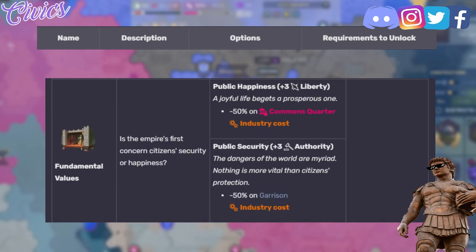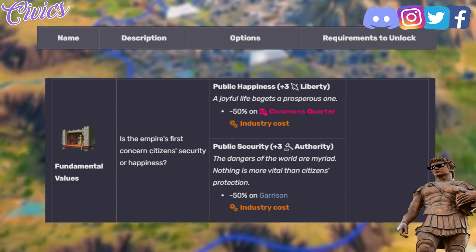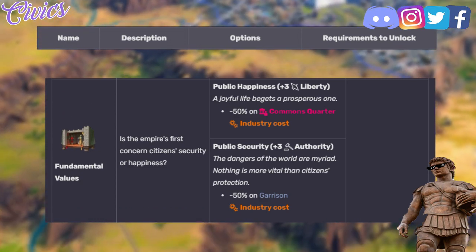Fundamental values. Is the empire's first concern citizen security or happiness? Option A, public happiness, plus 3 liberty. A joyful life begets a prosperous one. Receive minus 50% on commons quarter industry cost.